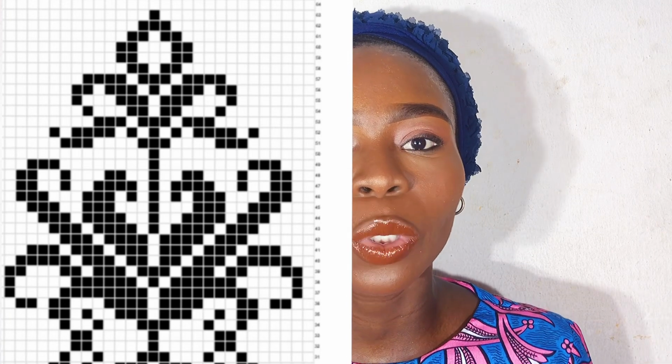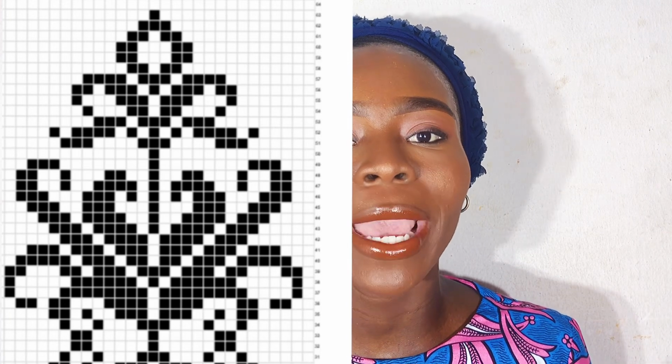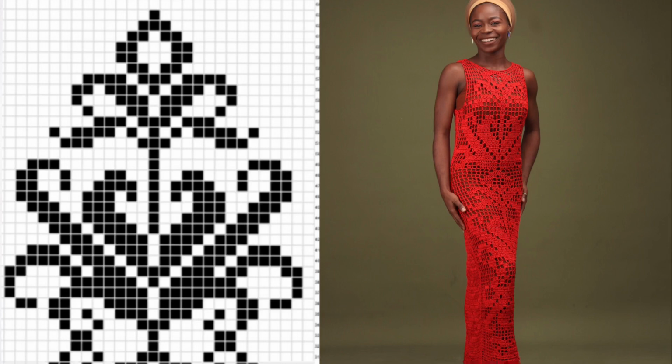So for me, that just told me that whenever I come across a black square in my chart, I should crochet a solid square on my crochet fabric. And whenever I see a white square on the crochet chart, I should crochet an open square on my crochet fabric. That is the essence of the chart.